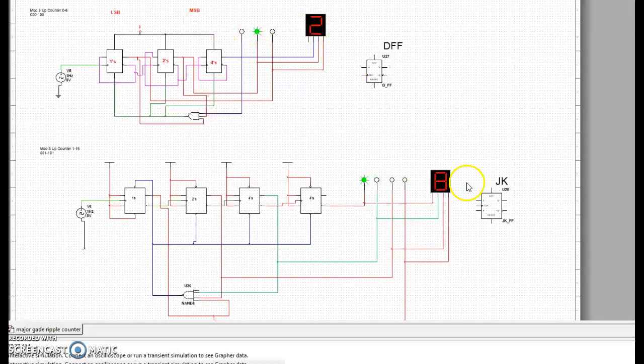0, 4, 5, 6. See, it's counting up still for this one. That's 15. You see this one go to 6 right now.